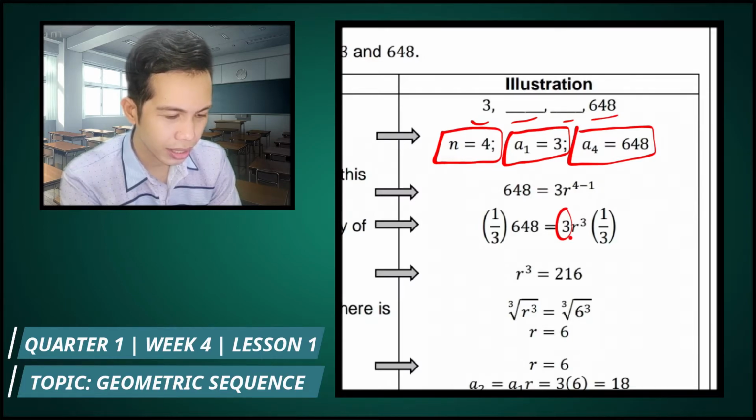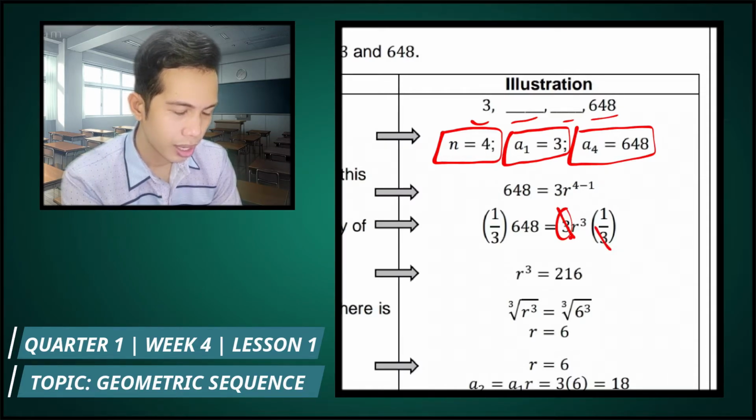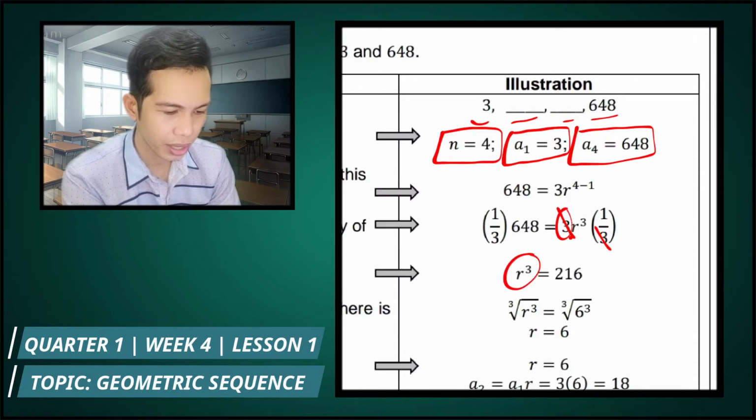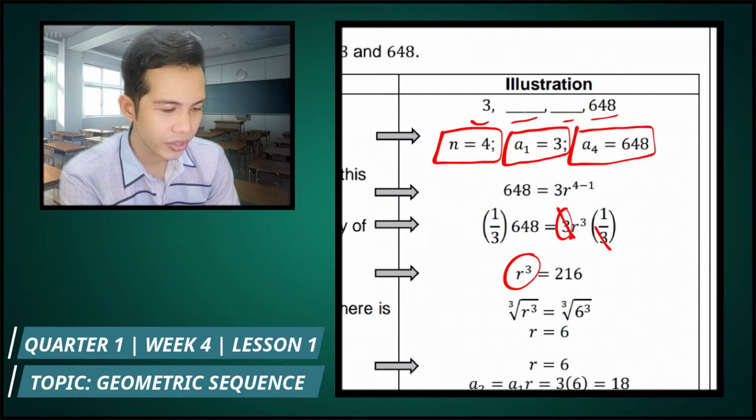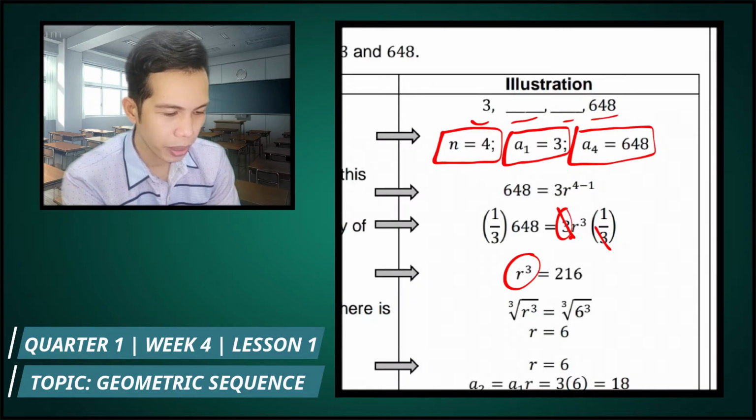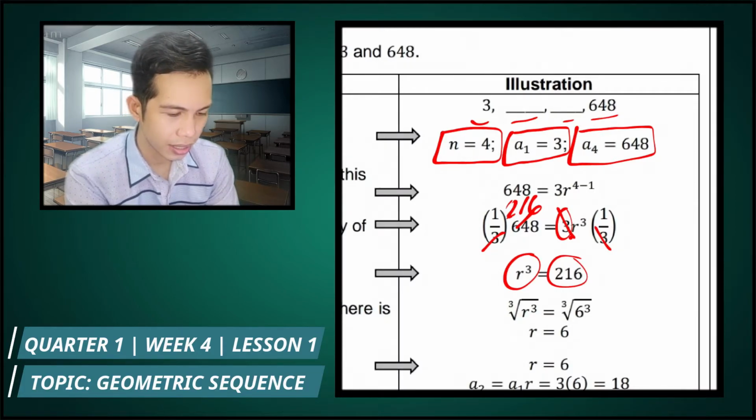So by doing this, 3 times 1 over 3, we can now divide out and multiply to r raised to 3. So we have r raised to 3. And on the left side, we are going to multiply by 1 over 3 also. So 1/3 of 648 is 216. So therefore, we have r raised to 3 is equal to 216.